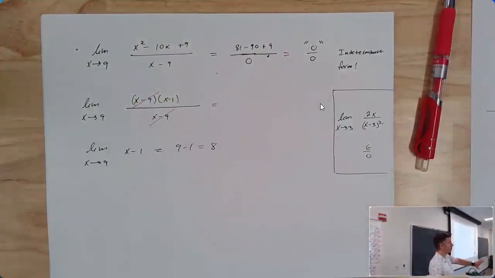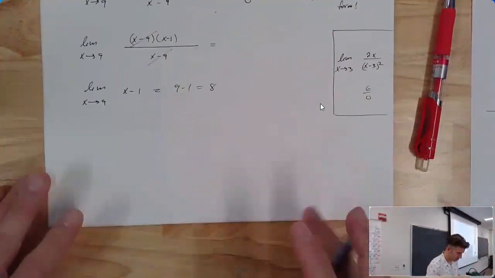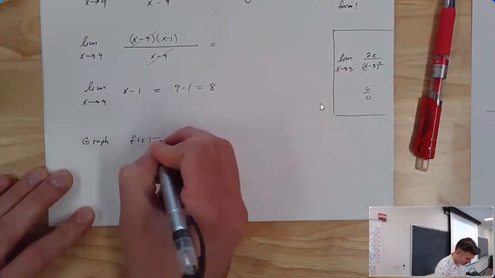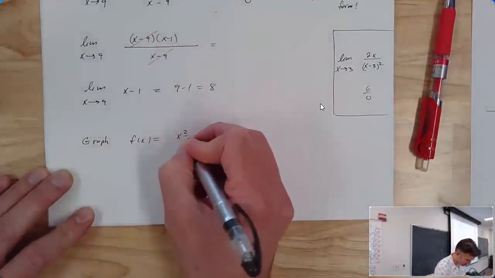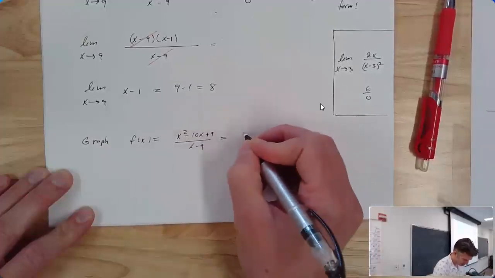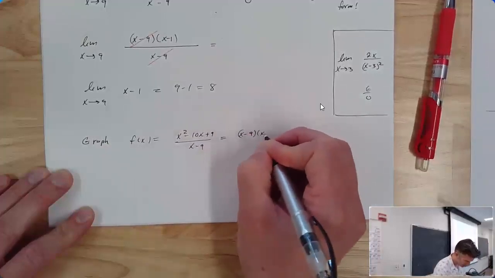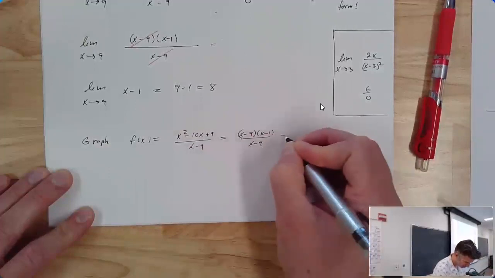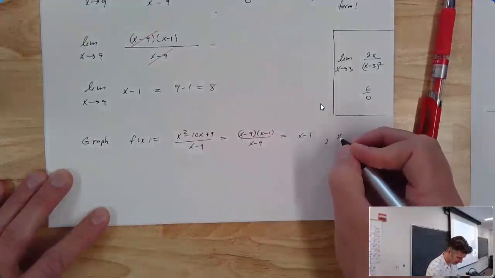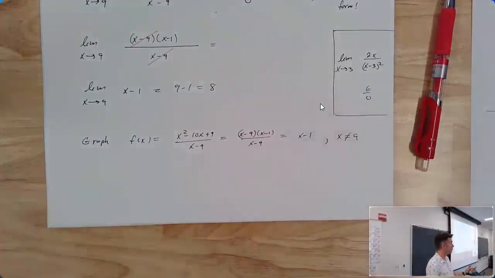Let's talk about what's happening graphically. If I want to graph this function, I'm going to write it as x squared minus 10x plus 9 over x minus 9, which is really just this, as long as x doesn't equal 9, because 9 would be a problem. This is a graph where x can't be one value. Anywhere else, x is fine.